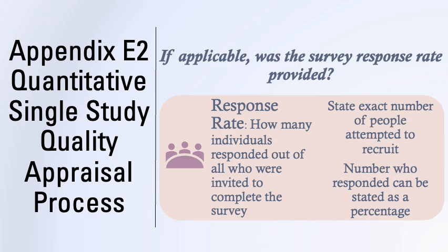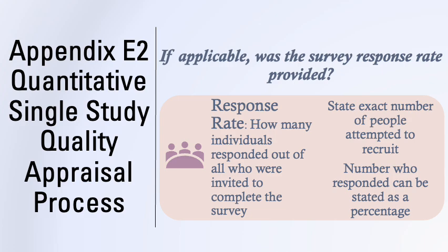The third quality appraisal question for the results and findings section of a quantitative study asks, if applicable, was the survey response rate provided? This is another question that starts with the phrase, if applicable. If a survey was not used, you will not have a survey response rate, and thus you can simply mark the question as non-applicable. If a survey was used, you must appraise this question. The survey response rate is often presented as a percentage and refers to how many individuals responded out of all those invited to complete the survey.